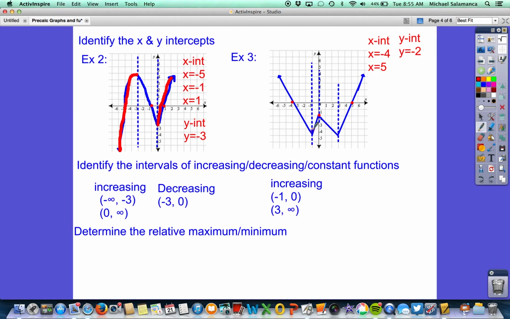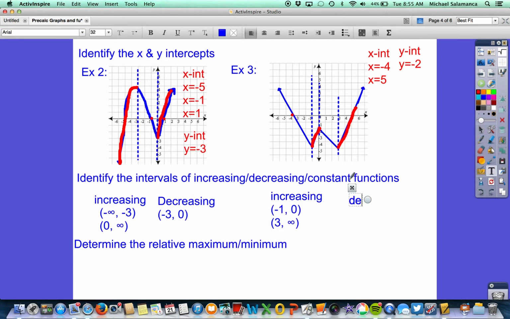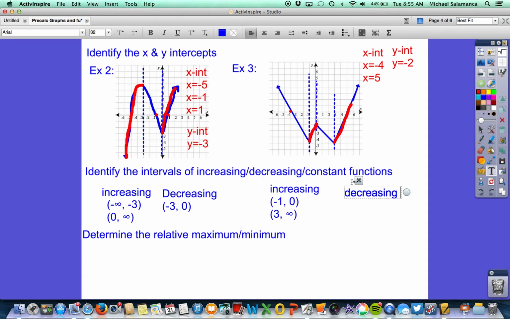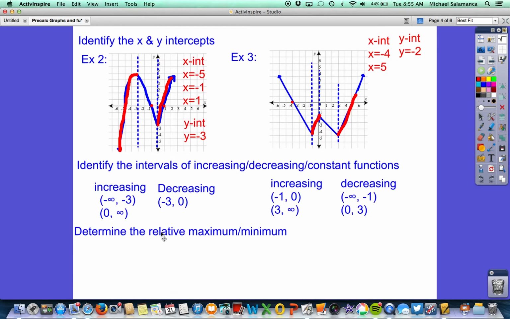Again, taking a look. From negative 1, which is right here on the graph, it's going up from there to here. Then it goes down. And then from 3 to infinity, it's still increasing. If we're looking for decreasing values, we're saying it's decreasing from negative infinity to negative 1. And from 0 to 3, it's decreasing. So again, we're just tracing the graph.